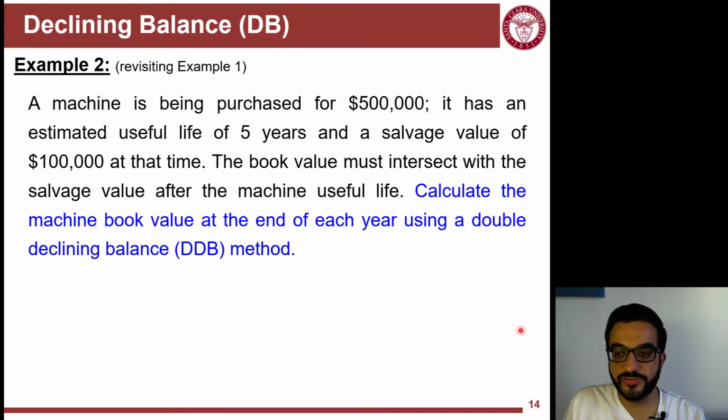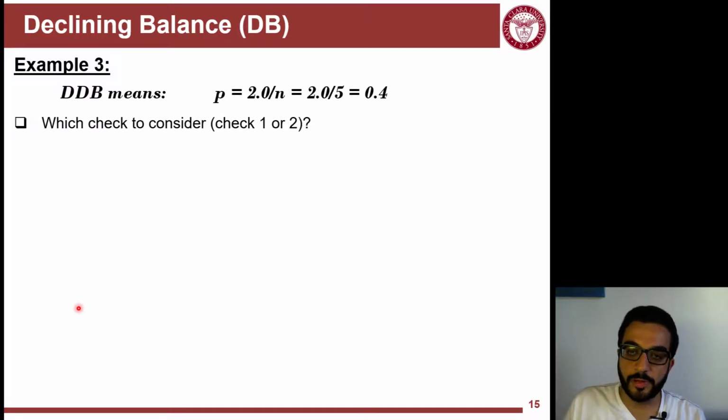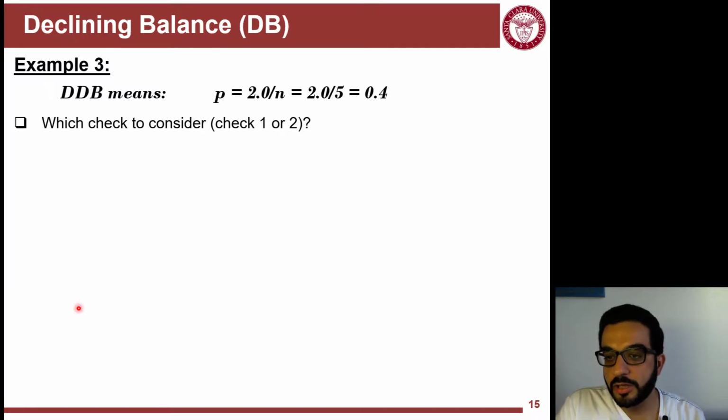So let's revisit the first example, but now make the model of depreciation more aggressive. We're using double declining balance, not the 1.25 declining balance, which means now my lowercase p is equal to 2 over n, or 0.4 depreciation rate. So now let's say I don't know which case I'm dealing with. Like, should I apply check 1 or check 2 here? Of course, we're doing this example following the discussion about check 2, so probably it's a check 2 case.